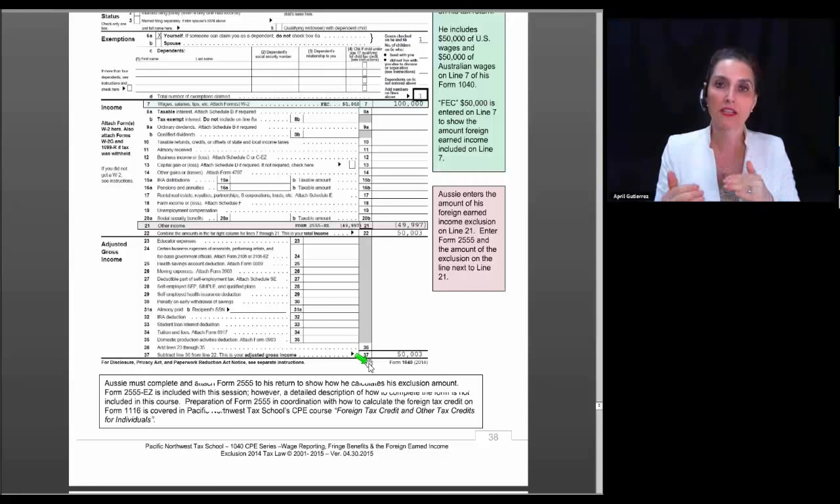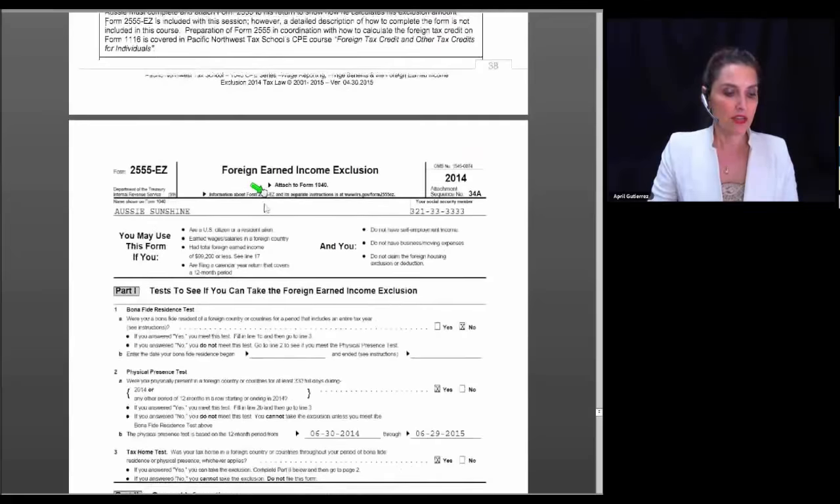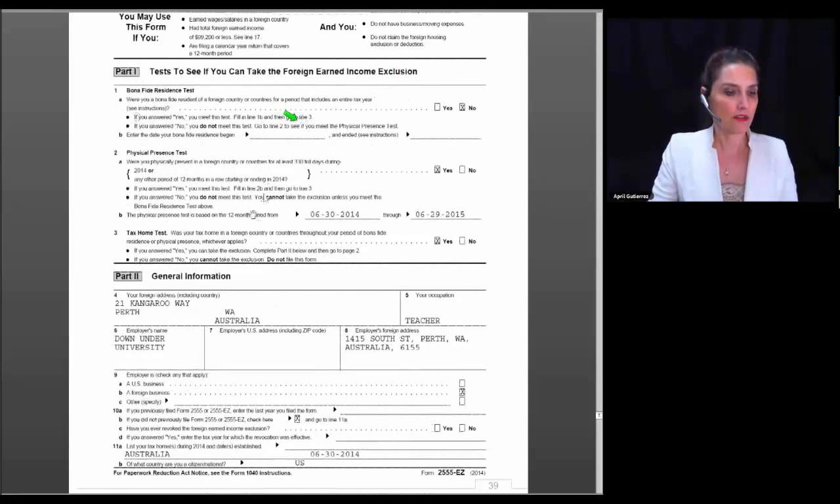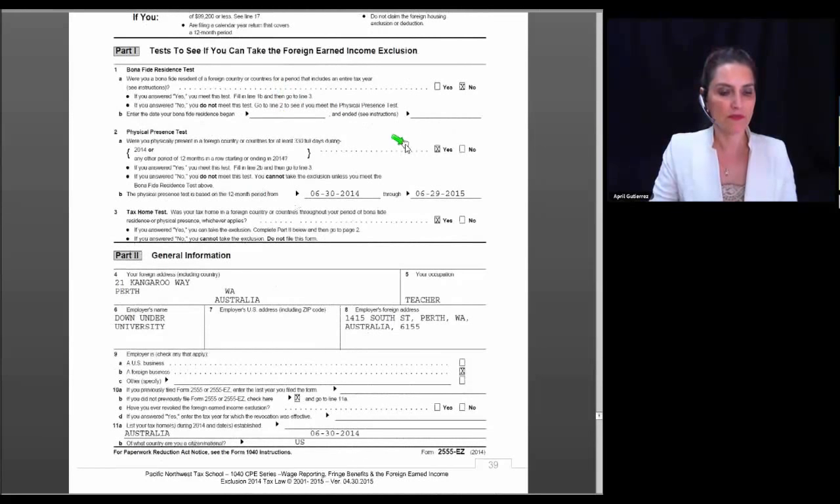And in that class, we look at computations where an individual can claim the foreign tax credit, where they do so in coinciding with claiming the foreign earned income exclusion, and all of the computations that go into tax, which can be very complex because there's worksheets, sometimes multiple worksheets that you have to figure out. Here is the 2555 itself, and we are saying that he is qualifying under the physical presence test.